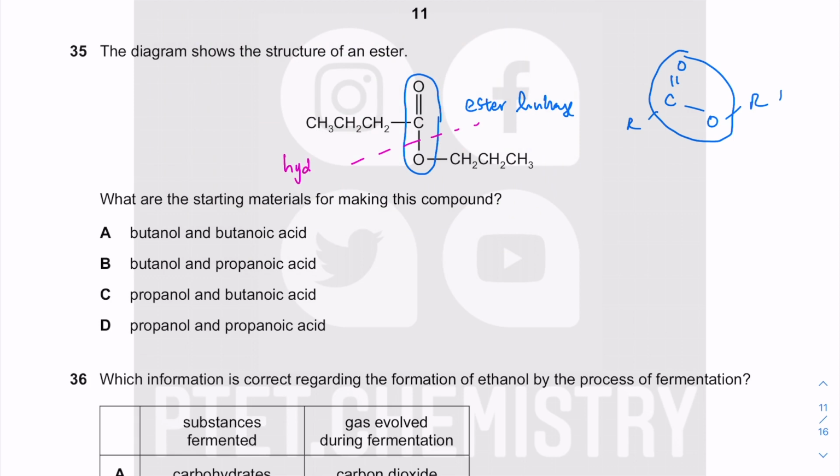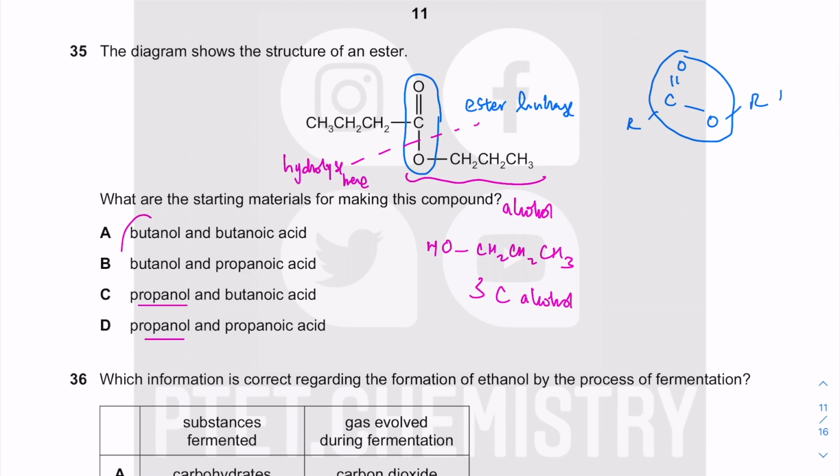So you hydrolyze here. When you hydrolyze there, that bit gives you the alcohol, which is OH, CH2, CH2, CH3. This is a 3-carbon alcohol. So this is going to be a 3-carbon alcohol, 3-carbon alcohol. This is wrong because this is a 4-carbon alcohol.